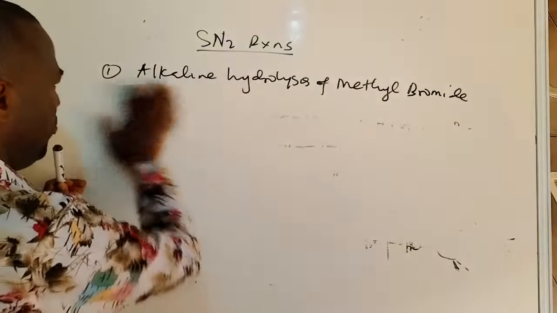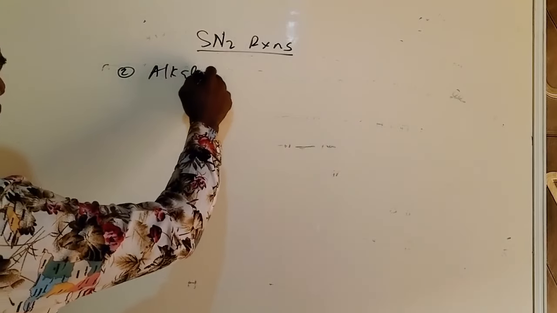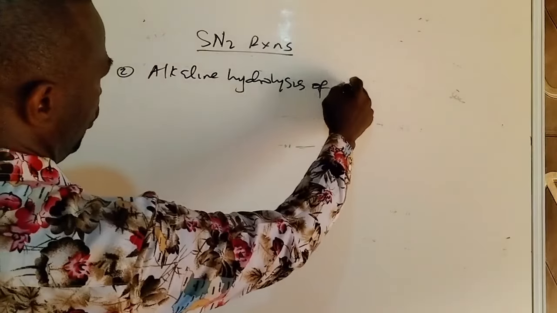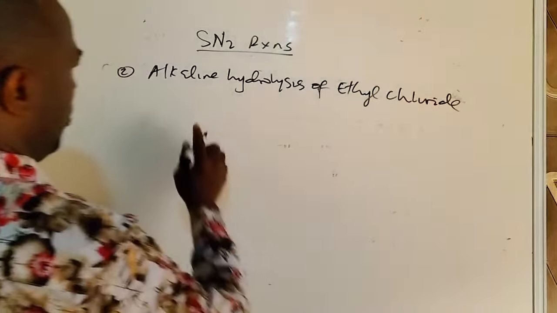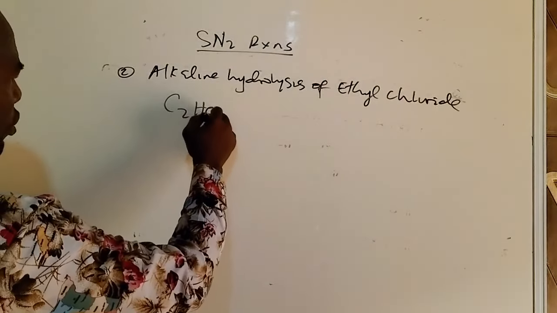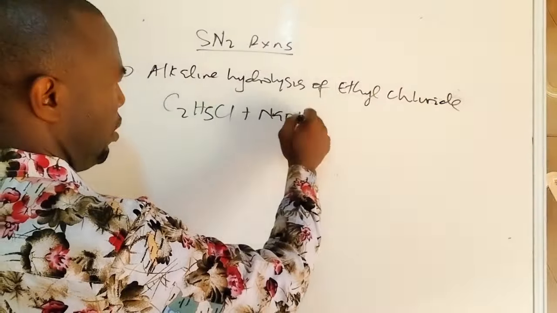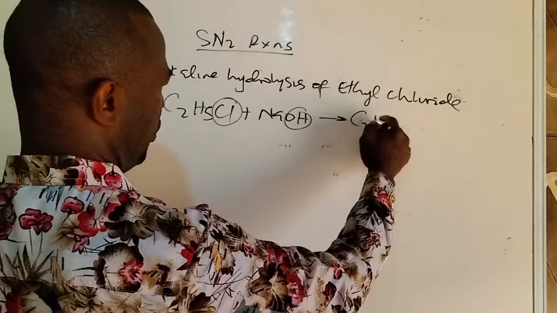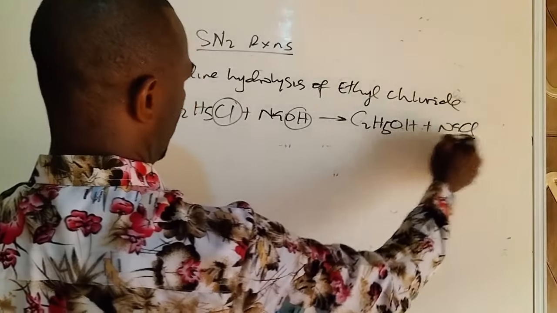SN2 reaction mechanism. Example number 2 is what we call alkaline hydrolysis of ethyl chloride. The formula is C2H5 (ethyl) Cl, plus sodium hydroxide. The hydroxy group replaces the chloro group. We have ethanol produced, and then sodium chloride is produced.